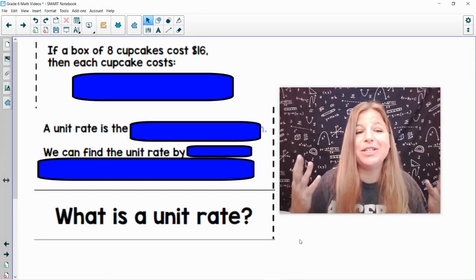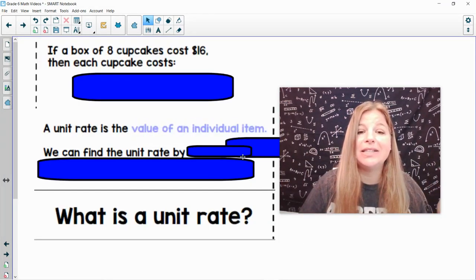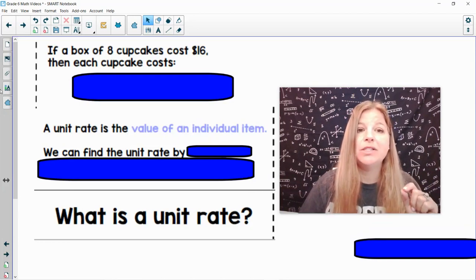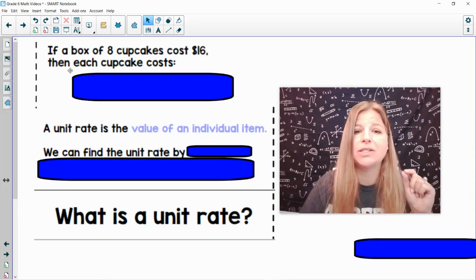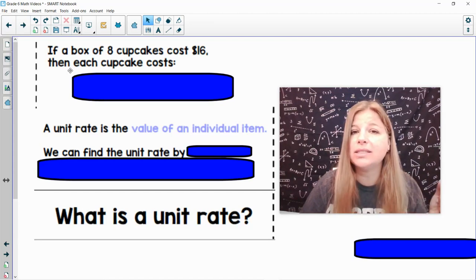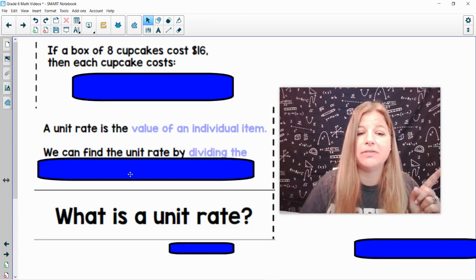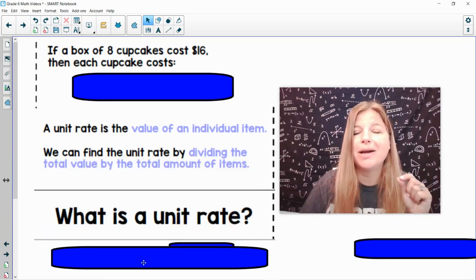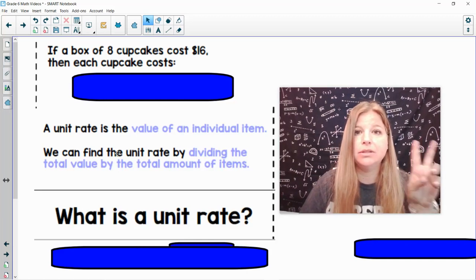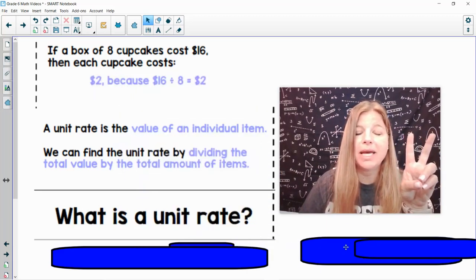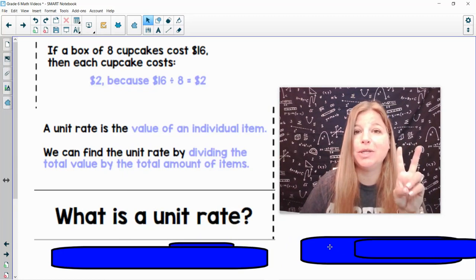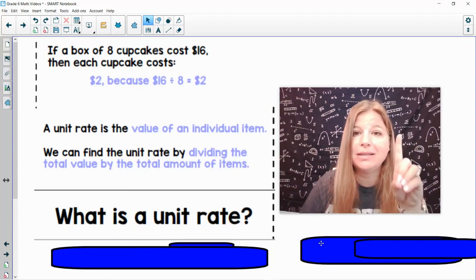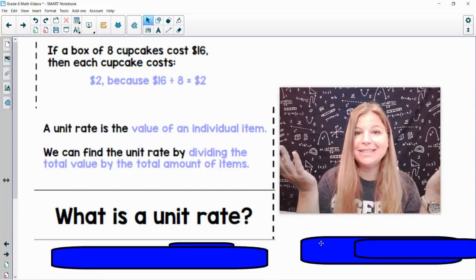First part, what is a unit rate? A unit rate is the value of an individual item. So if it says here at the top, if a box of 8 cupcakes costs $16, then each cupcake costs, well, we can find the unit rate by dividing the total value by the total amount of items. So the whole box costs $16. I would take $16 and divide it by 8 cupcakes. What's 16 divided by 8? 2. So each cupcake costs $2. That's the unit rate. The unit is about one individual item, and that's it.